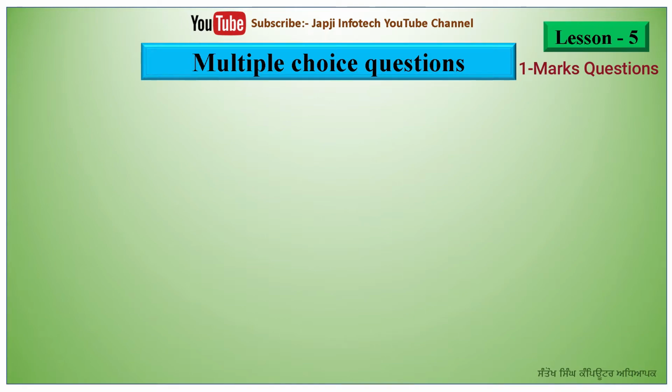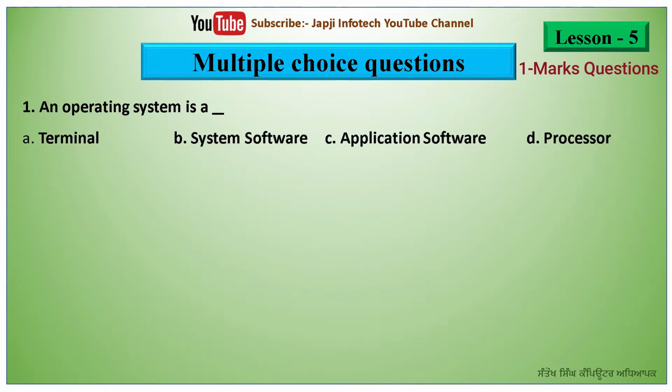We will now learn about multiple choice questions in lesson number 5. First question: an operating system is a dash, and your options are terminal, system software, application software, and the last one is processor. And the right answer is: an operating system is a system software.